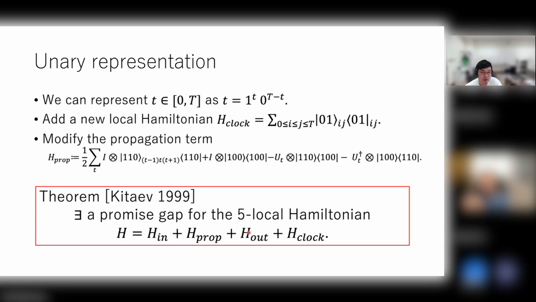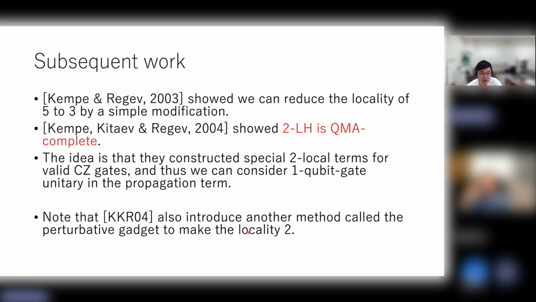This is Kitaev's construction. Subsequently, Kempe and Regev showed that 3-local Hamiltonian is QMA-complete, and the modification is relatively simple. Finally, Kempe, Kitaev, and Regev in 2004 showed that the 2-local Hamiltonian problem is QMA-complete. And 1-local Hamiltonian problem is in P. So that's why this is a very canonical result.